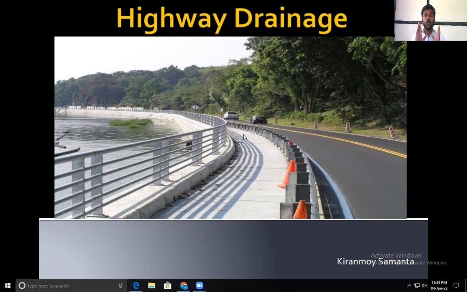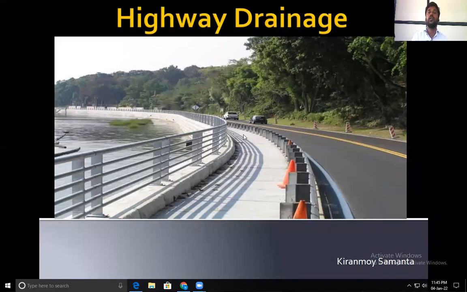So we should ensure that whatever the slope provided on the road, at least more than that slope is provided to the shoulder. Whatever road slope is provided for the camber, the shoulder should have more slope than that, so that whatever water is coming onto the shoulder also drains out very easily.